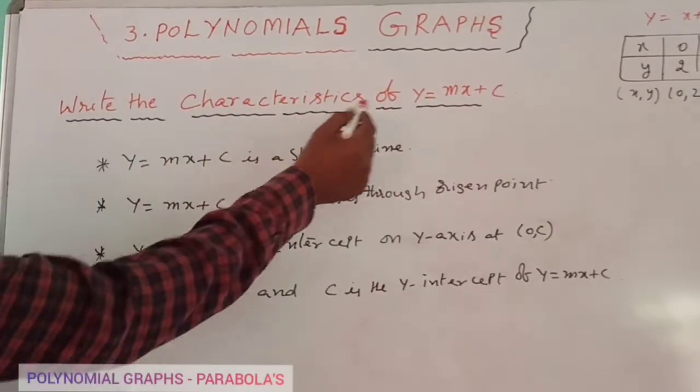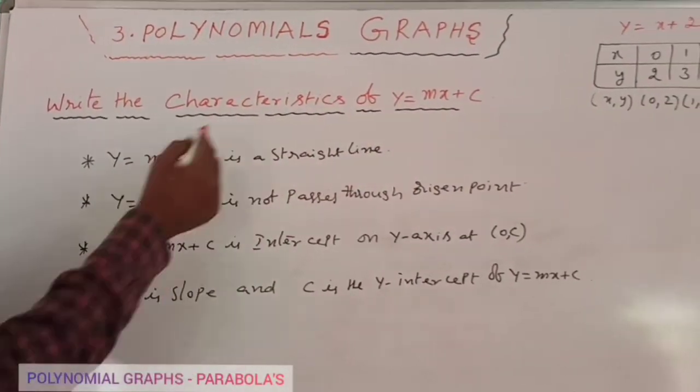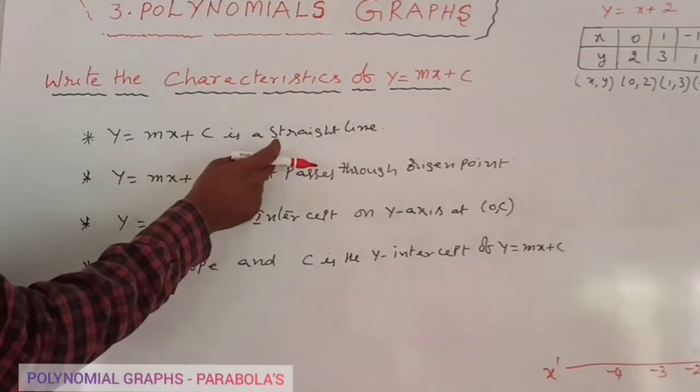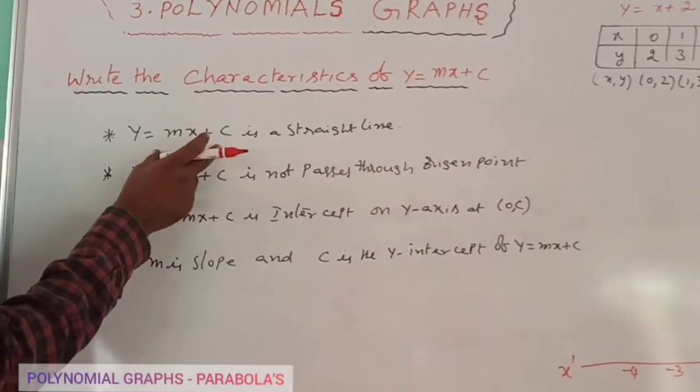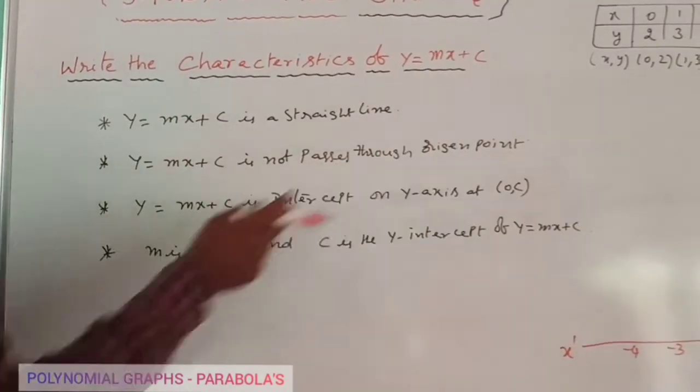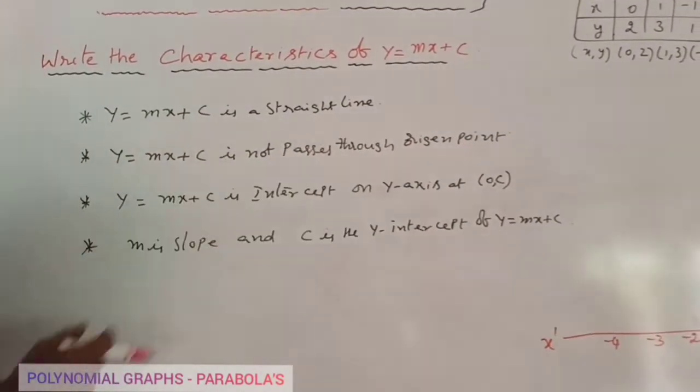Write the characteristics of y equal mx plus c. y equal mx plus c is a straight line. It does not pass through the origin point.